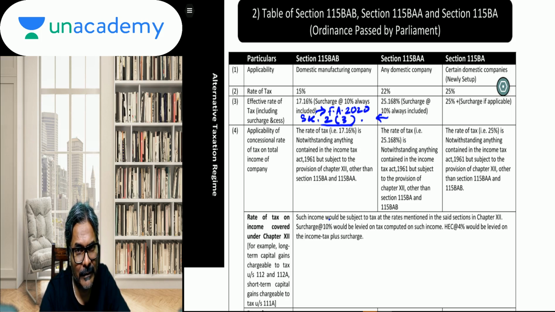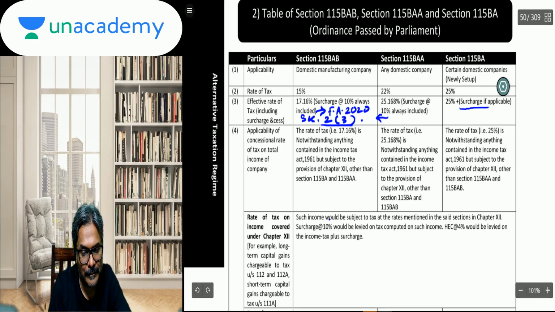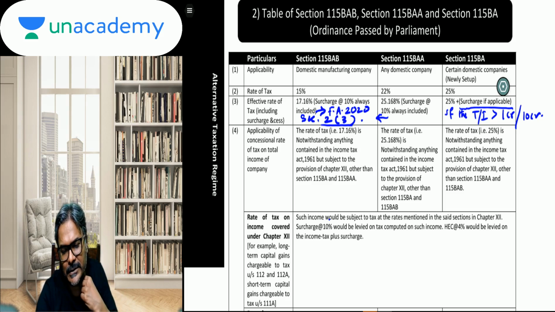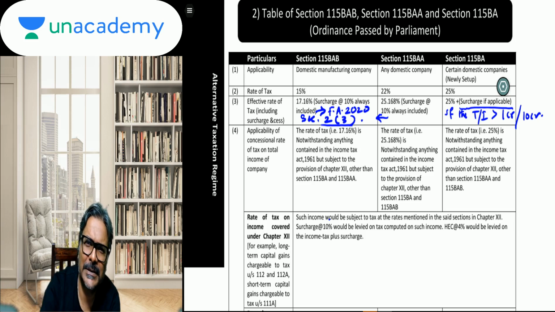But you look into 115BA here, if applicable, so you know it goes as per what? That is, if the total income exceeds 1 crore or 10 crore. This is a fundamental difference. You'll say, sir, then in that case 115BA is much better. Why much better? At least HEC would be there, no?